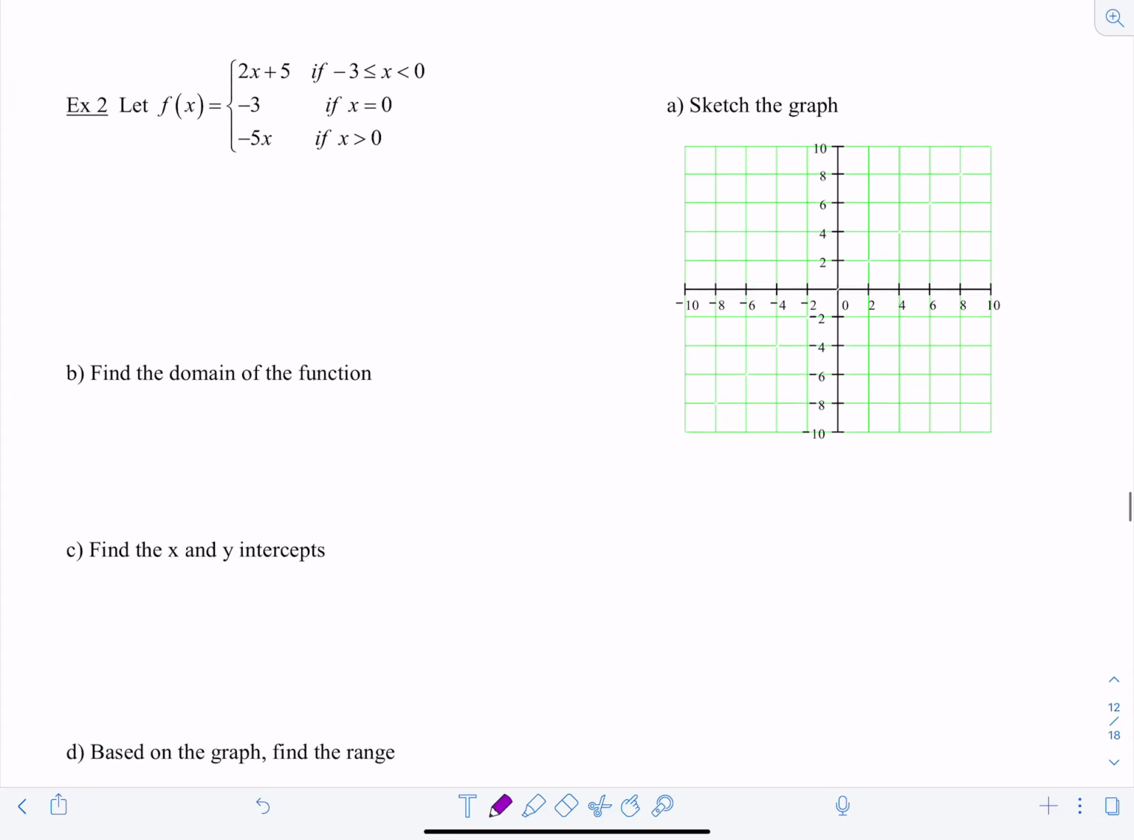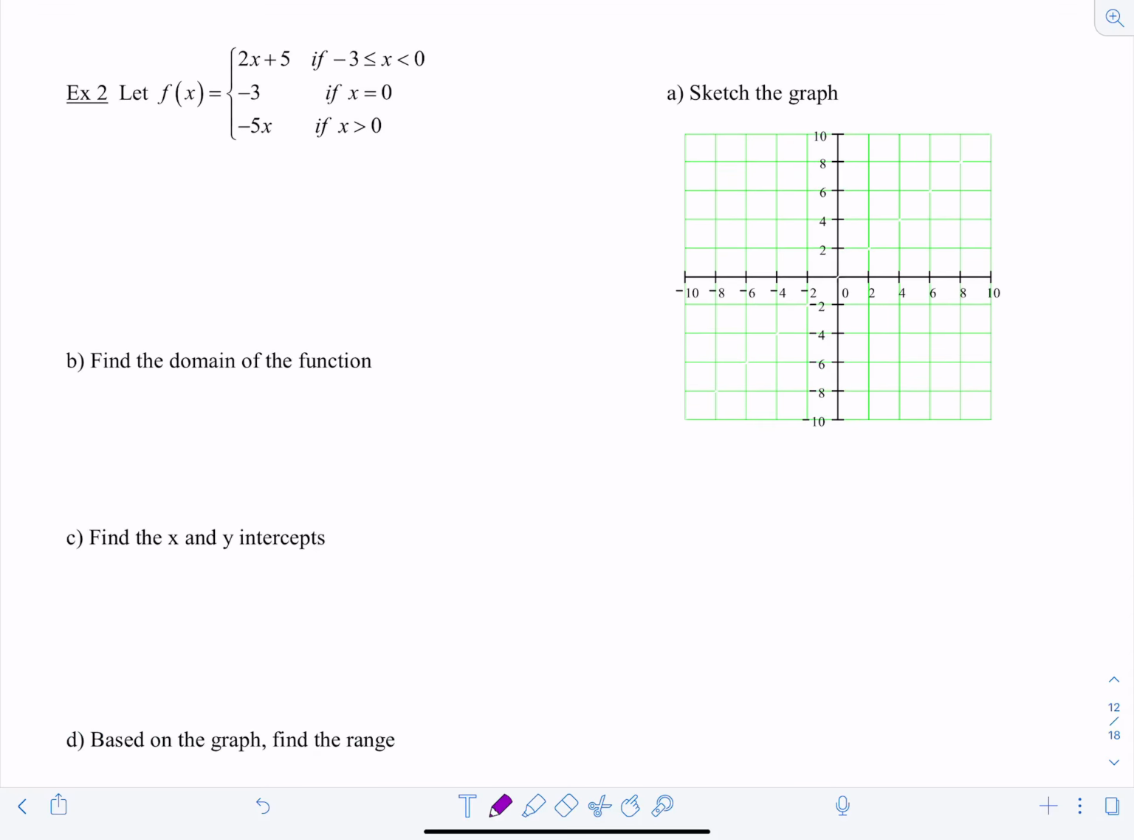Let f of x equal 2x plus 5 if x is greater than or equal to negative 3 but less than 0. Negative 3 if x is 0. And then negative 5x if x is greater than 0. Okay? Now they're asking us to find domain, intercepts, range. Let's do the graph first. And we can set up a table again if you like.